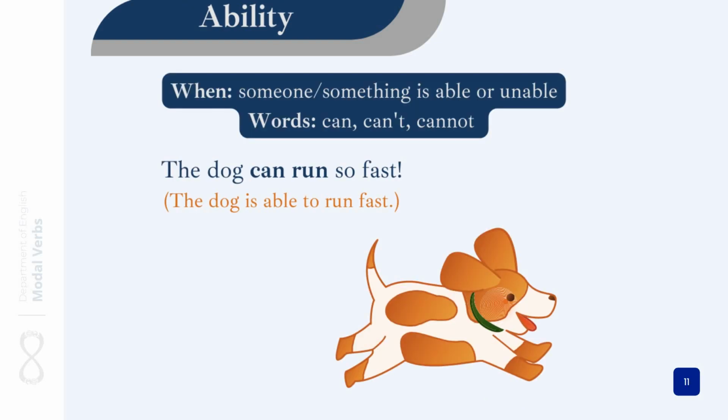We can also use modal verbs to show ability, something that someone or something is able or unable to do. We can use the modal verbs can, can't, or cannot to make these sentences. The dog can run so fast. This dog is able to run very fast.